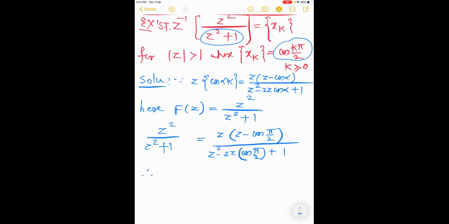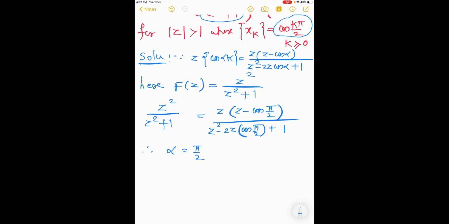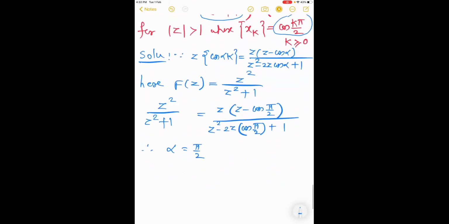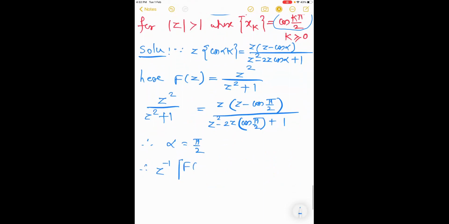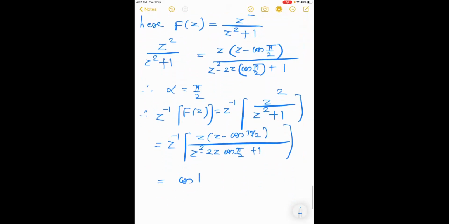So therefore alpha is equal to pi by 2, and therefore your sequence will be, this is the answer for inverse transform cos k pi by 2. Therefore, inverse transform of F(z) is nothing but inverse transform of z square upon z square plus 1, which is nothing but Z inverse of z into z minus cos pi by 2 upon z square minus 2z cos pi by 2 plus 1, and this is giving you the value as cos of k pi by 2 for k greater than or equal to 0.